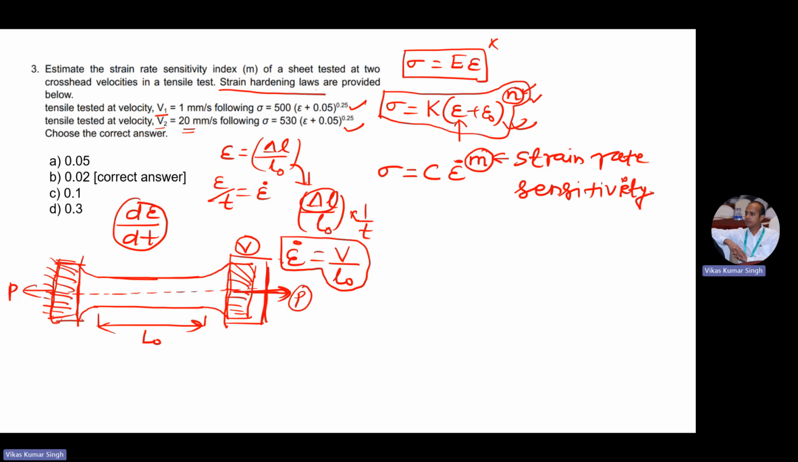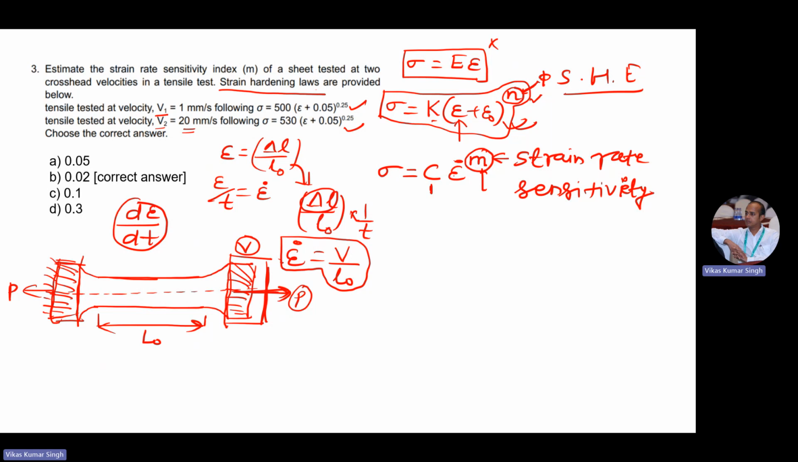Okay, this is strain hardening. I'm just writing strain hardening exponent, or strain hardening coefficient. So now we have to solve this problem to find the m value. This C is a constant, K is also constant. So here everything is given. Suppose I have to find m. What is to be done then?